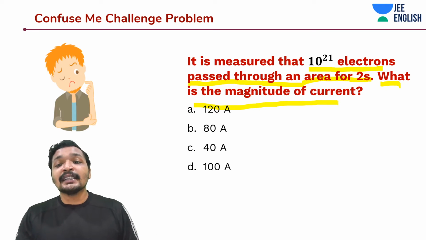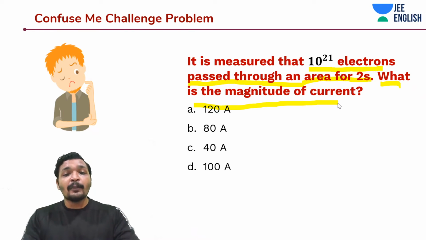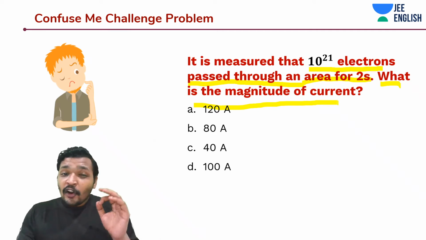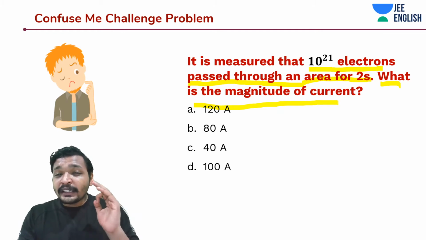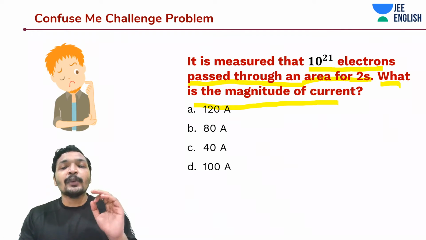Guys, think about it. I am talking about 10 to the power 21 electrons. In fact, we spoke about this concept, guys. So, they are not saying 10 to the power 21 coulomb. They are talking about 10 to the power 21 electrons.